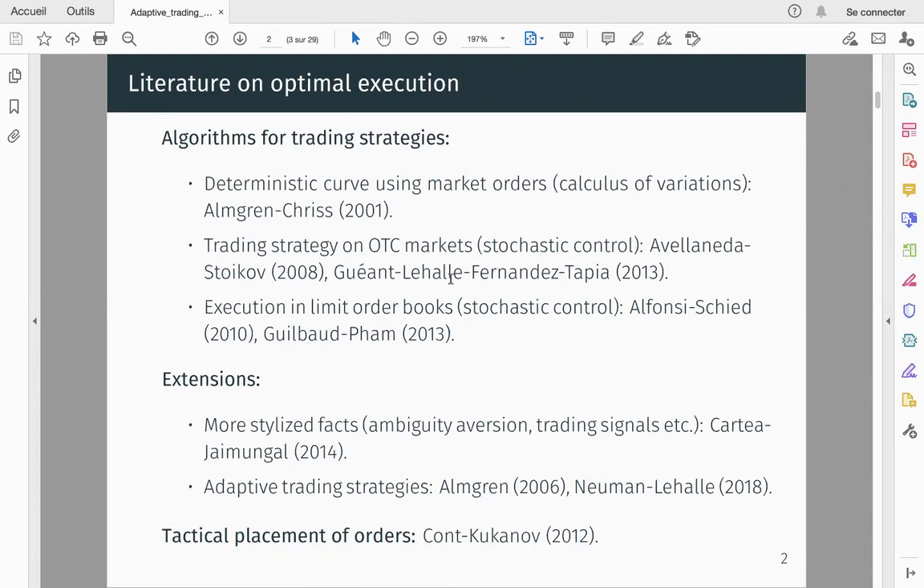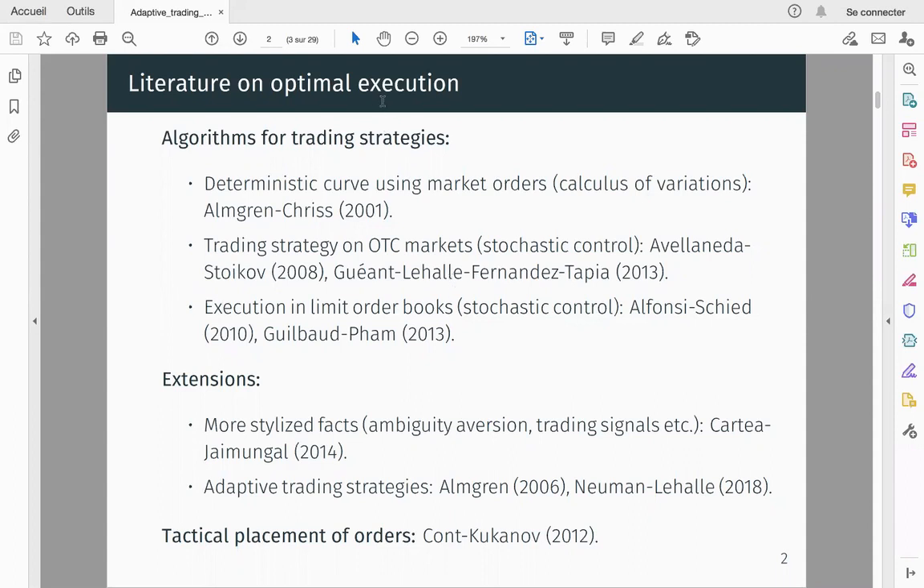Before I move to the smart order routing problem itself, I will just mention two main subjects of extension of optimal trading models. Since a couple of years, you have a team of researchers driven mainly by Cartea and Jaimungal, which used the Avellaneda and Stoikov model with a different objective criteria, and they basically added a number of stylized facts. So, for example, ambiguity aversion, trading signals, and market order flow to obtain more realistic models.